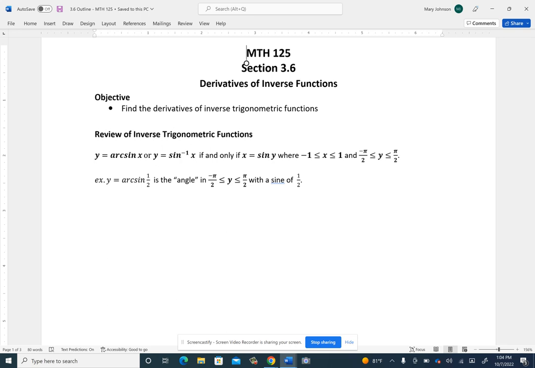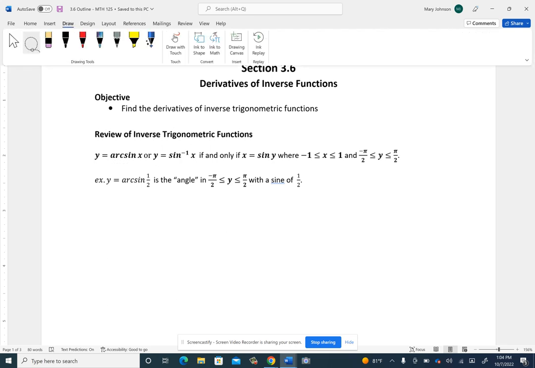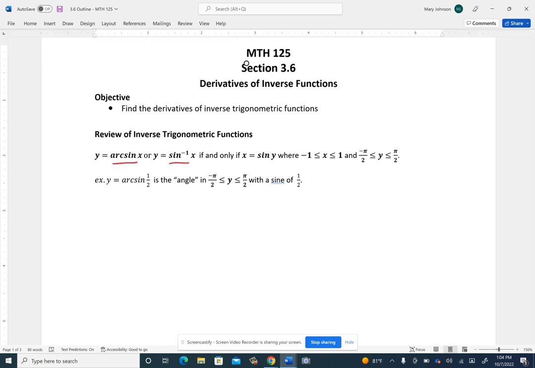Okay, so y equals arc sine x, that notation is the same as sine inverse. And be careful, don't be thinking that sine inverse of x means 1 over sine x. That's completely incorrect. That notation means the inverse of sine, and arc sine is another way to say that, and it's less likely to cause you to think 1 over sine, because that's not true at all.